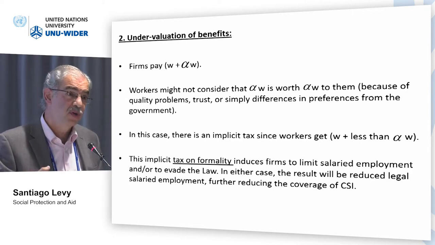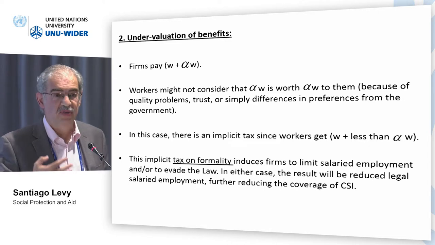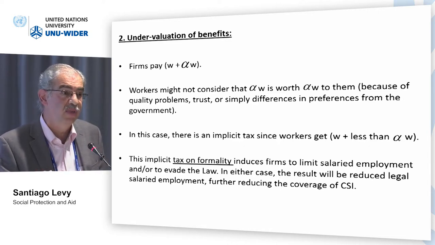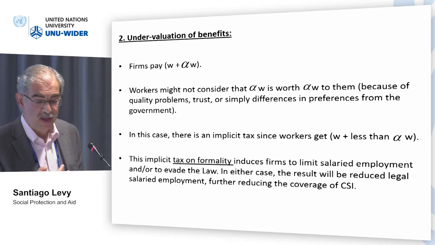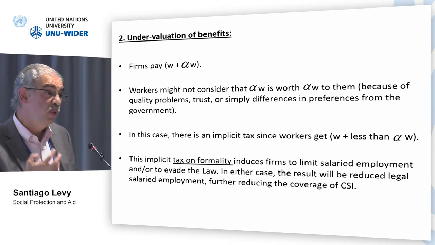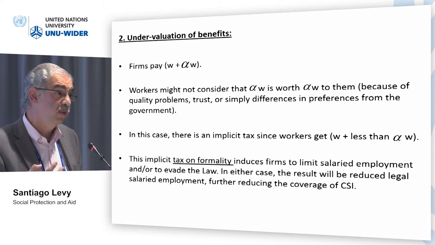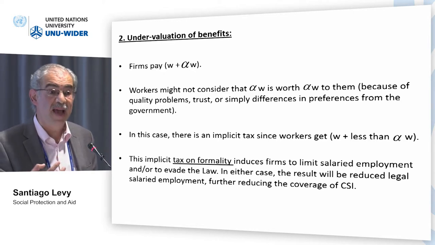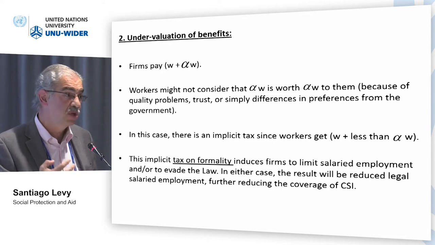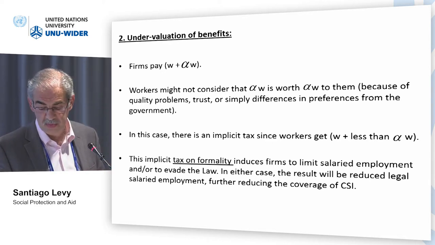Because of monopoly provision, because they don't trust the pension system, because there are quality issues, or because simply the bundle of goods that are being delivered for them is not really what they want. So workers get W plus something less than alpha W, firms pay W plus alpha W, and there's some kind of an implicit tax on formal employment associated with the design of these programs.